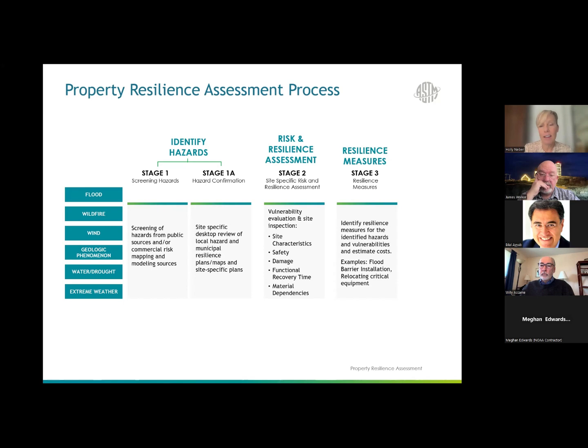Stage 2 is actually visiting the property. We thought it was really important that these screenings not just be taken as a desktop, but that really an engineer or an architect should visit the property and look at the building attributes using that information. Also looking at preparedness, how is the operation at the facility ready for whatever hazard might come their way, and many different other factors beyond just what you see in a desktop model. And then, if necessary, identify the resilience measures that might be needed. And I think, Willy, at this point, I was going to hand it over to you.